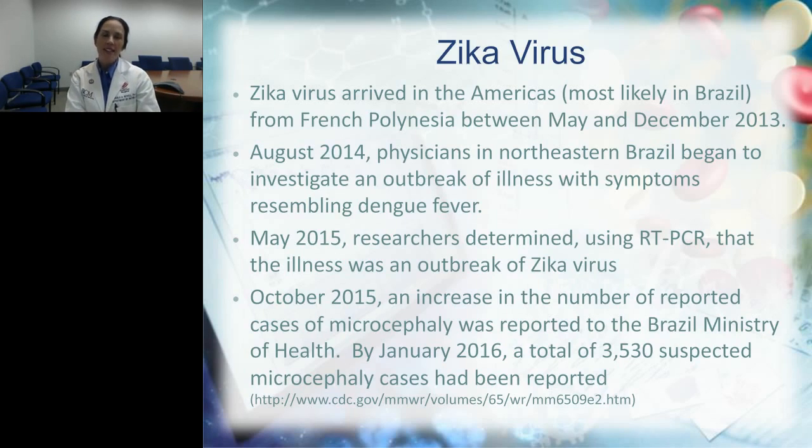Now, our next and current outbreak that we're dealing with is Zika. And so what is Zika? It's a virus that actually arrived in the Americas, probably to Brazil from French Polynesia, between May and December of 2013. And in August of 2014, physicians in northeastern Brazil began to investigate an outbreak of what really symptomatically looked a lot like dengue. So then in May, researchers determined using RT-PCR that that illness was actually caused by the Zika virus. And it wasn't until October of 2015 that an increase in the number of reported cases of microcephaly was reported to the Brazil Ministry of Health.